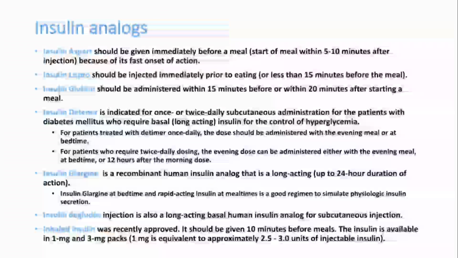We already discussed about different types of analogs. They are insulin aspart, lispro, glulisine, detemir, glargine, degludec, and a newer insulin which is inhaled insulin that is also available in some countries now. One important insulin is ultra long acting insulin glargine, and this can be used as a single injection for the patient. It's like suppose we are giving regular insulin morning and afternoon and night. Suppose we are giving 10 units morning, 10 units afternoon, 10 units evening.